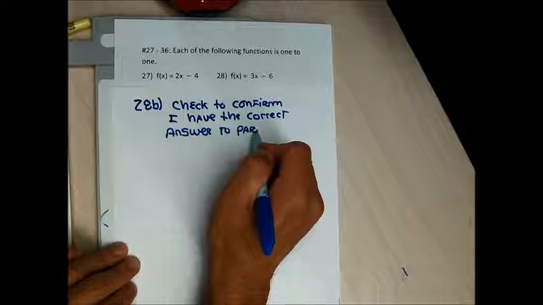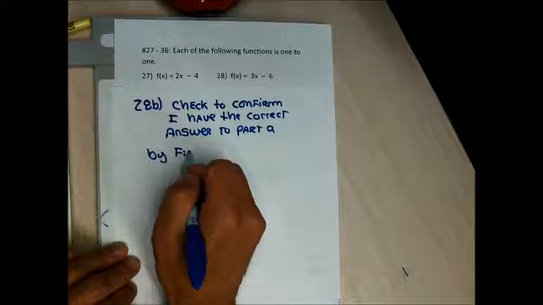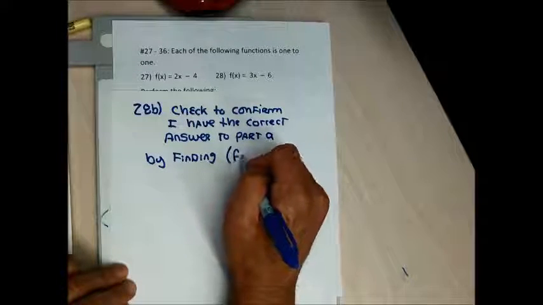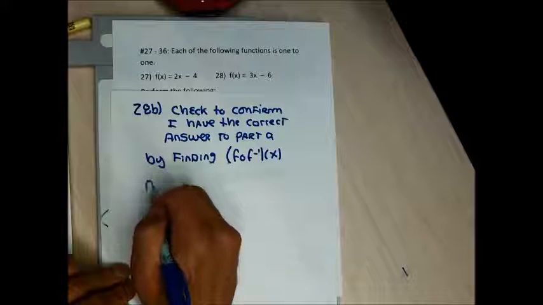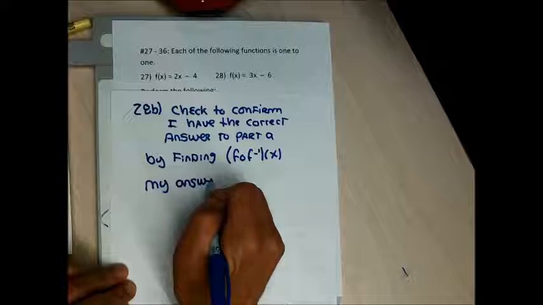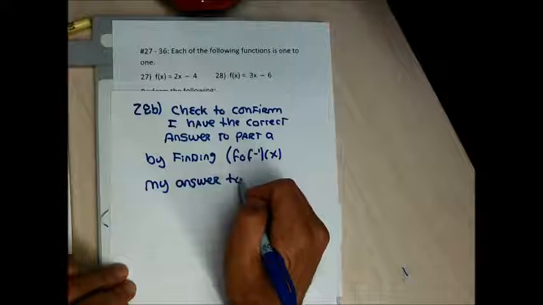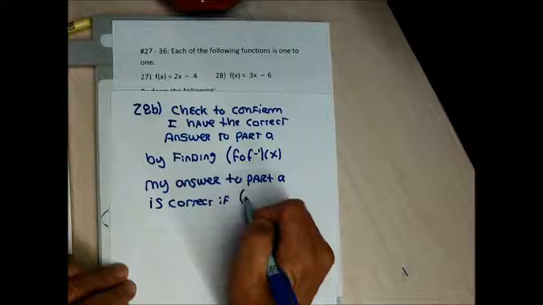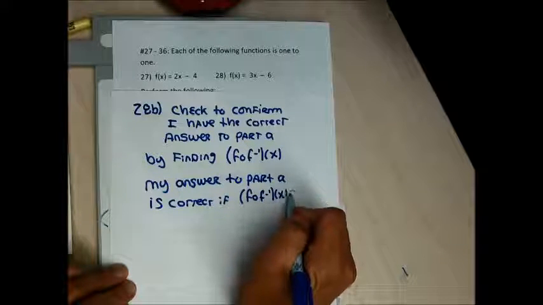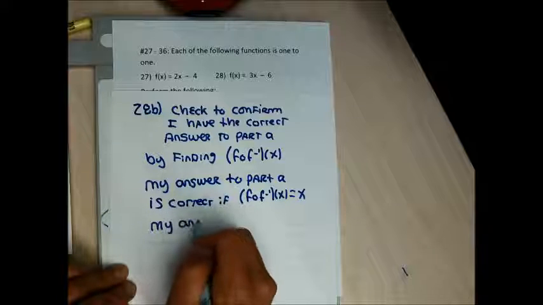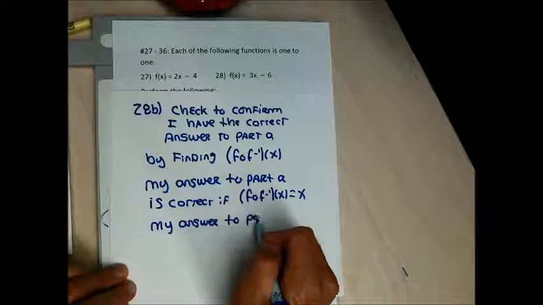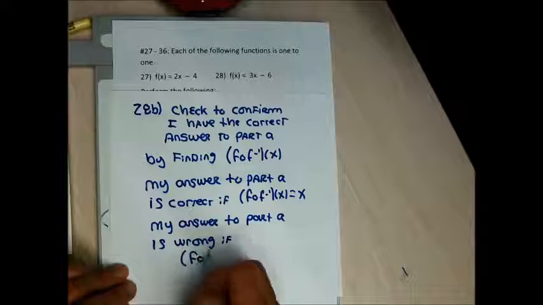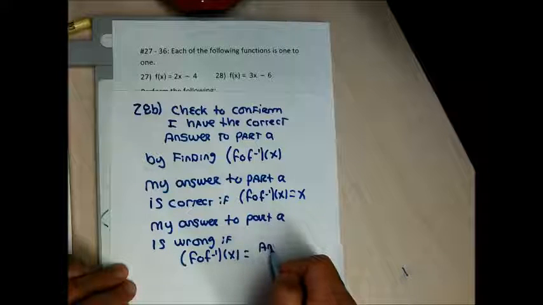To check part A, I find f composed with f inverse of x. My answer to part A is correct if this comes out to be exactly x. If f composed with f inverse of x equals x, my answer is right. My answer is wrong if f composed with f inverse of x equals anything other than just a single x.